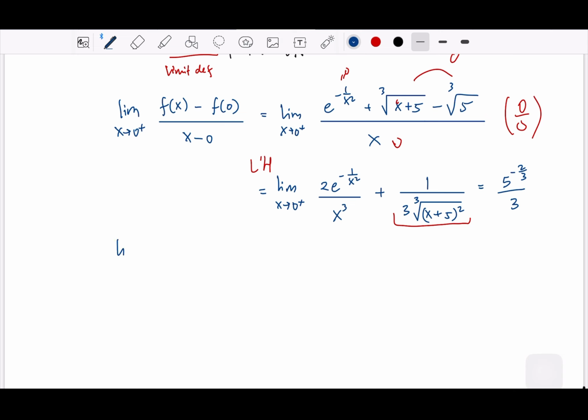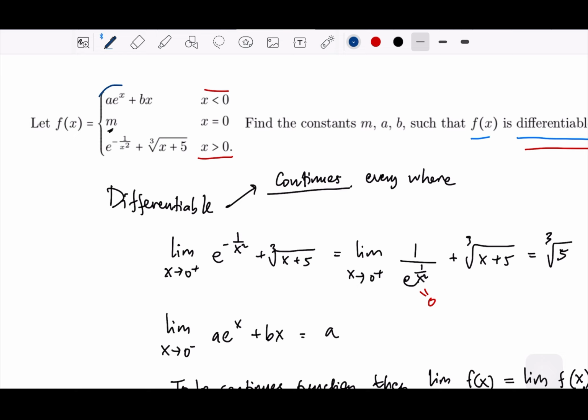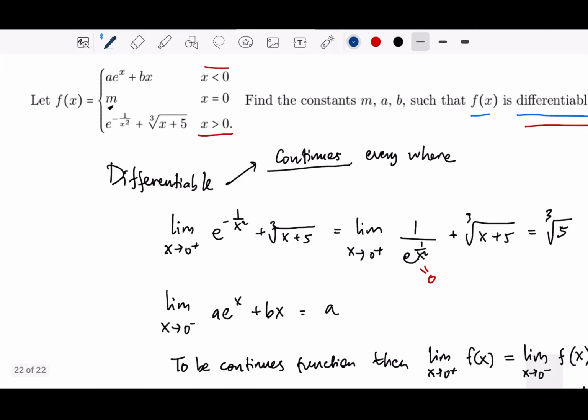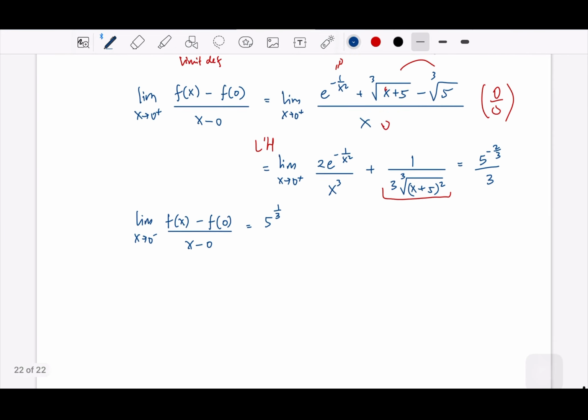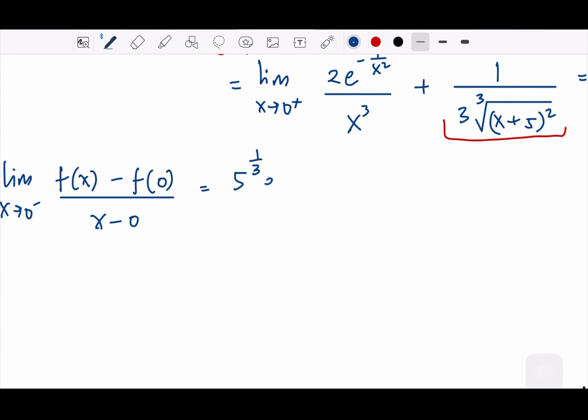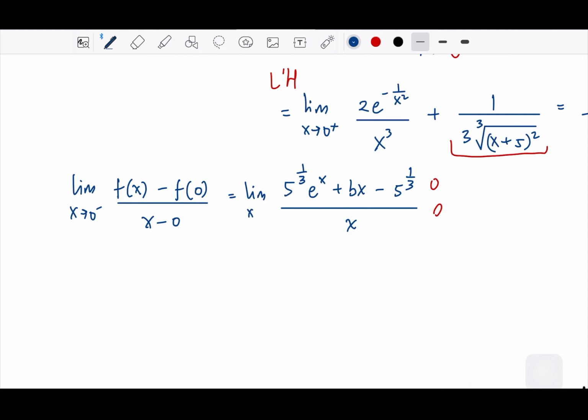And then the limit from the left, again we write f of x minus f of 0. Now we take this component with b still as variable b. So we take 5 to the 1/3, that is the m and a, right? So this will be multiplied with e to the x plus bx, we plug in 0, and then over x. And again, this will be a 0/0 situation. Oh, I forgot to write the limit. Let me write the limit first. So we take L'Hopital.